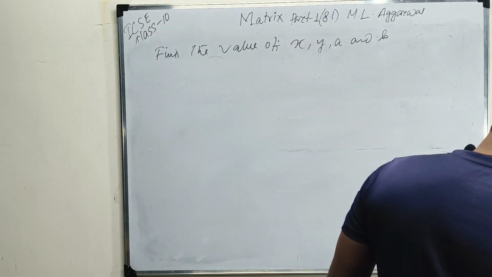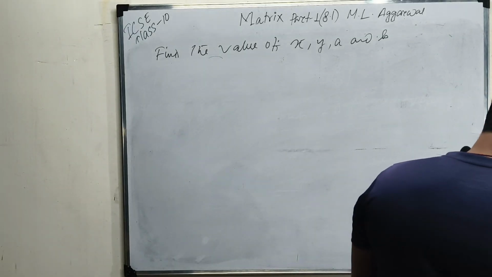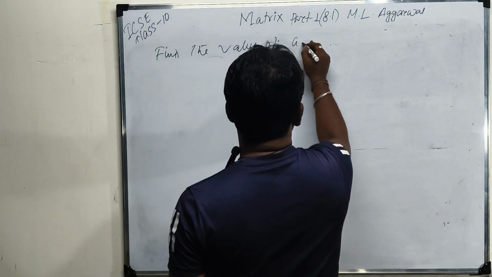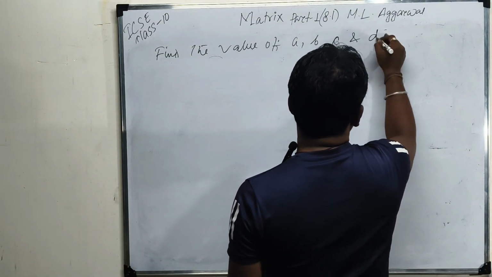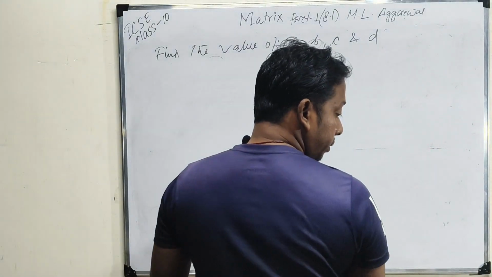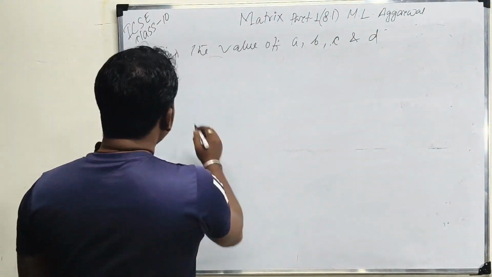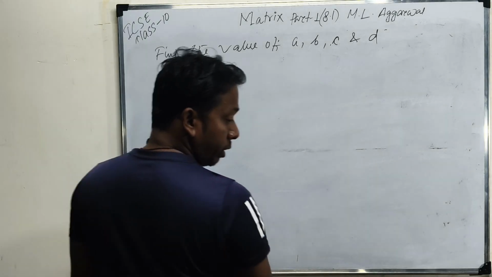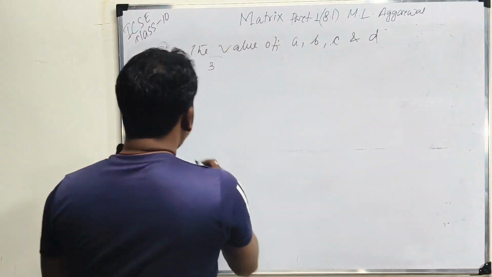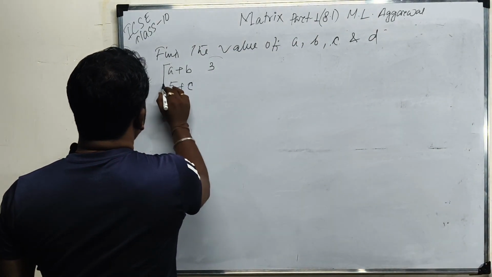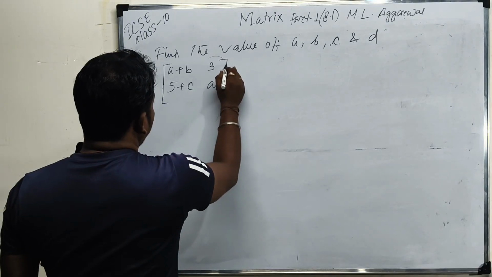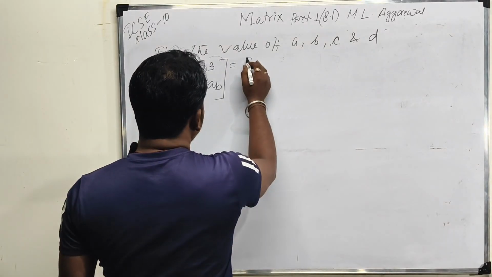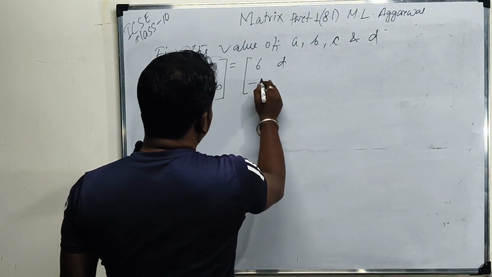Now, last question: find the value of a, b, c and d. That is a plus b, 3, 5 plus c, ab, is equal to 6, d minus 18.